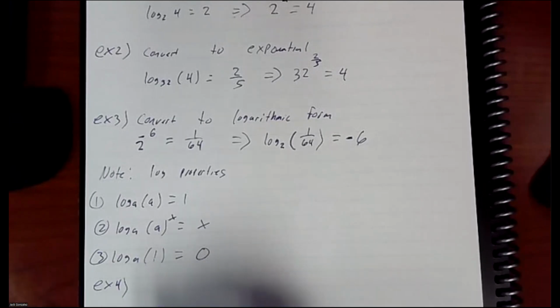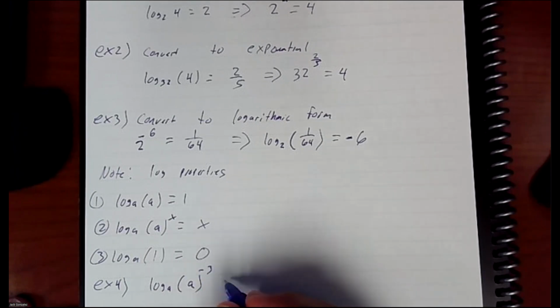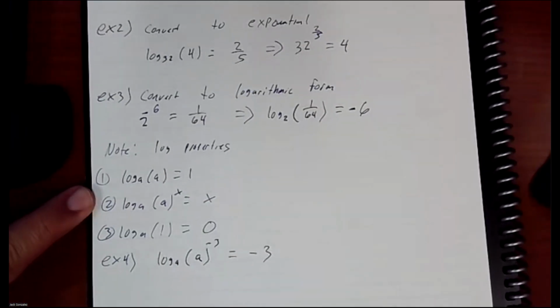Something like this. So example 4 says log a of a to the -3. So that would just cancel, leaving me with -3 based on property 2.